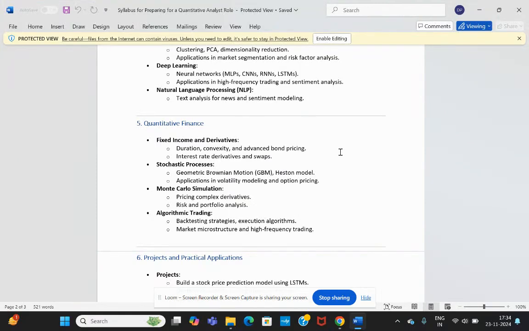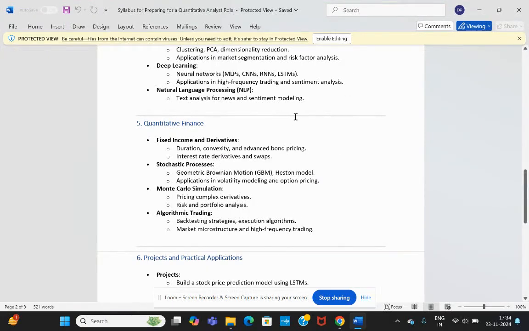In fixed income and derivatives, we will look at duration, convexity, and advanced bond pricing: how the interest rate will change, how time will change, and how volatility will impact interest rate derivatives and swaps. We will learn these things in detail.